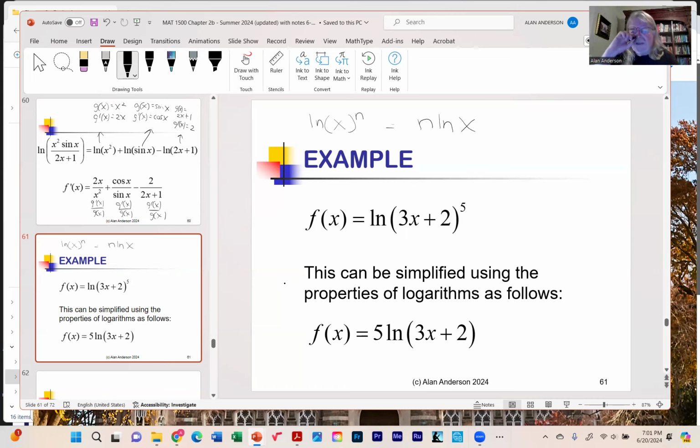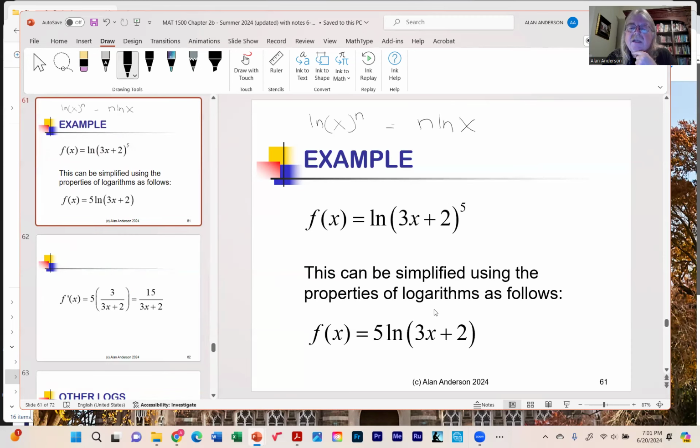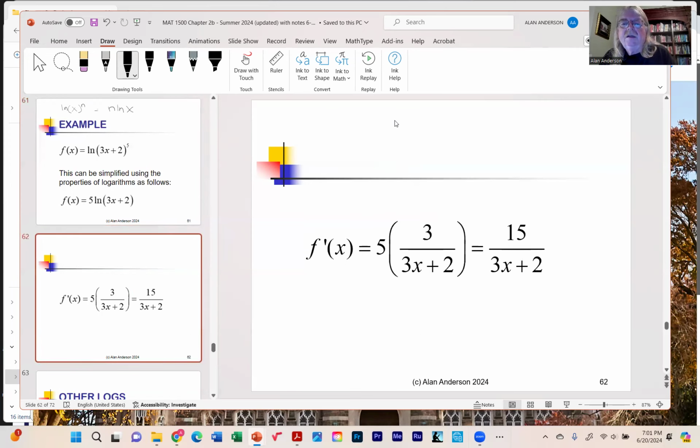You have an exponent like that, the log of x to the n power is equal to n log x. So again, we're using the properties to make this simpler. Okay, so we're going to rewrite this as 5 log 3x plus 2. Now, the 5 is simply a constant. So what ends up happening here is that we can keep the 5 on the outside of whatever we're doing.